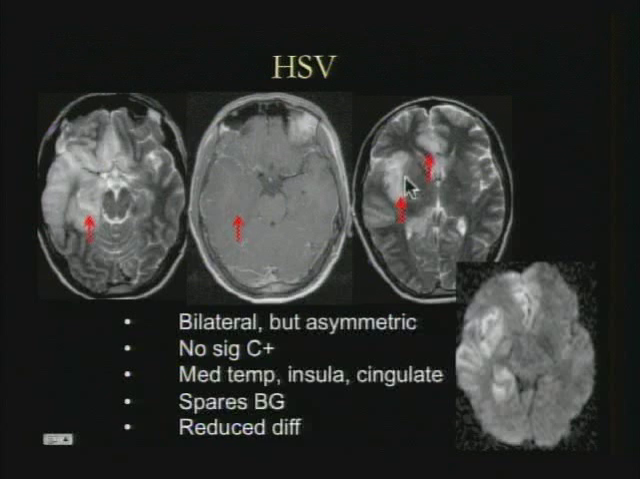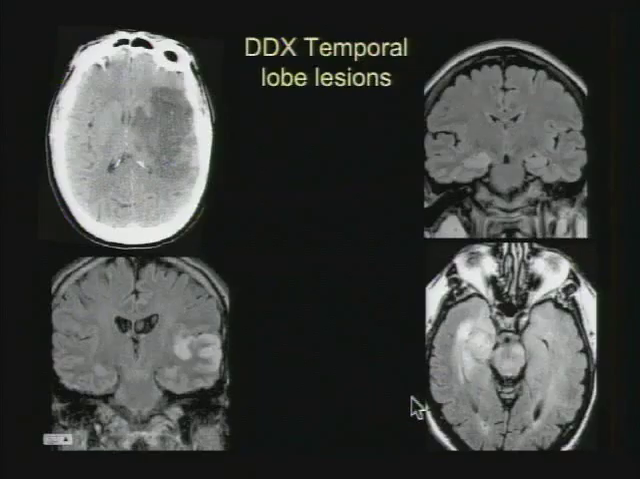Notice here how it spares the basal ganglia. This is an important distinction from one of the mimickers, which is an MCA infarct. And here you can see the reduced diffusion. Okay, so what's the differential for temporal lobe lesions? So what do you think about this case?